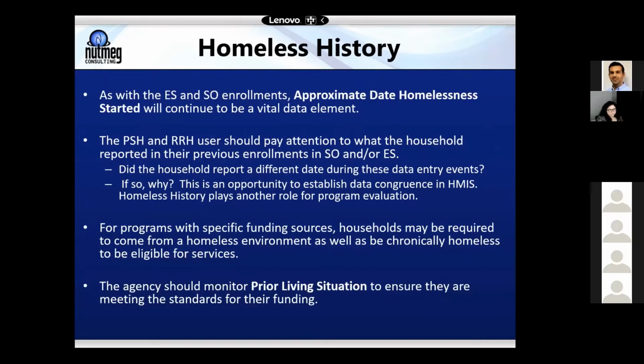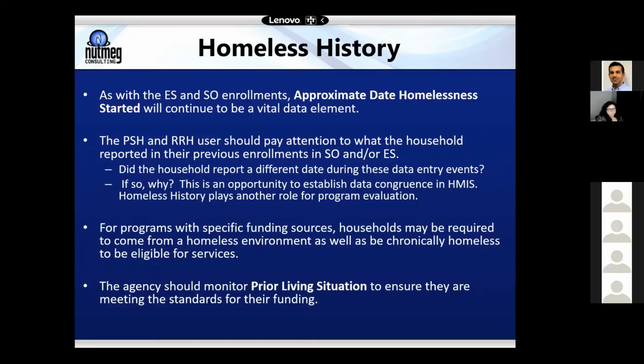As with emergency shelter and street outreach enrollment, approximate date homeless started will continue to be vital, as we've talked about. PSH and RH users should pay attention to what the household reported in their previous enrollment. This is key because, again, having an open system, and I've seen this in many communities when we look at SPM data and LSA data with those communities.